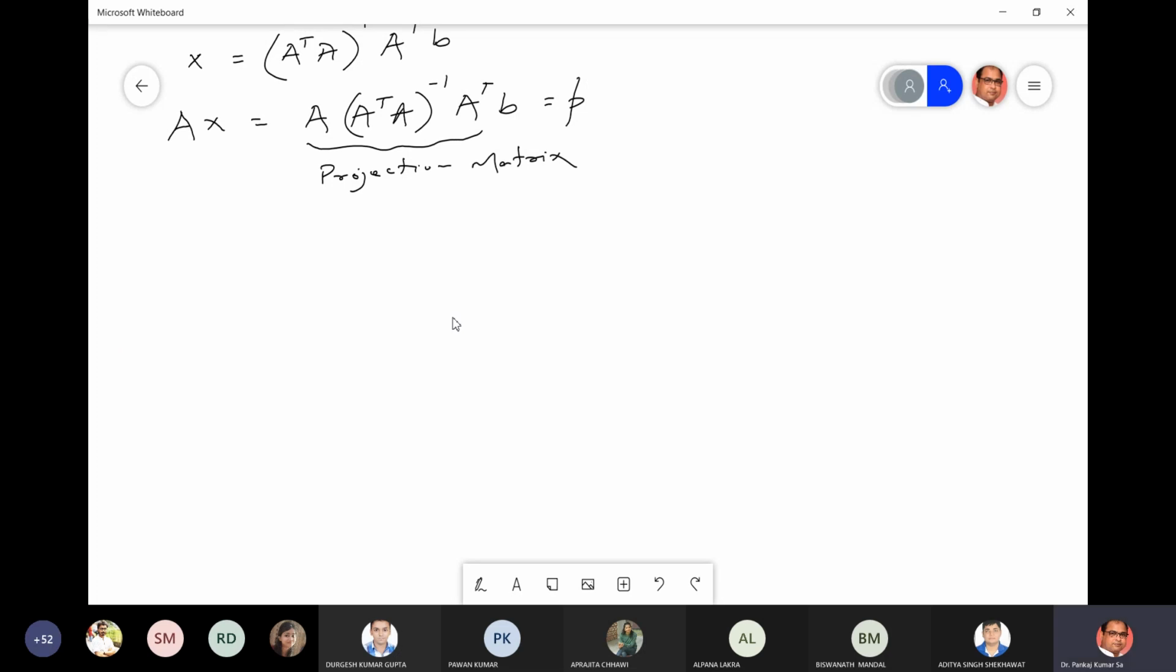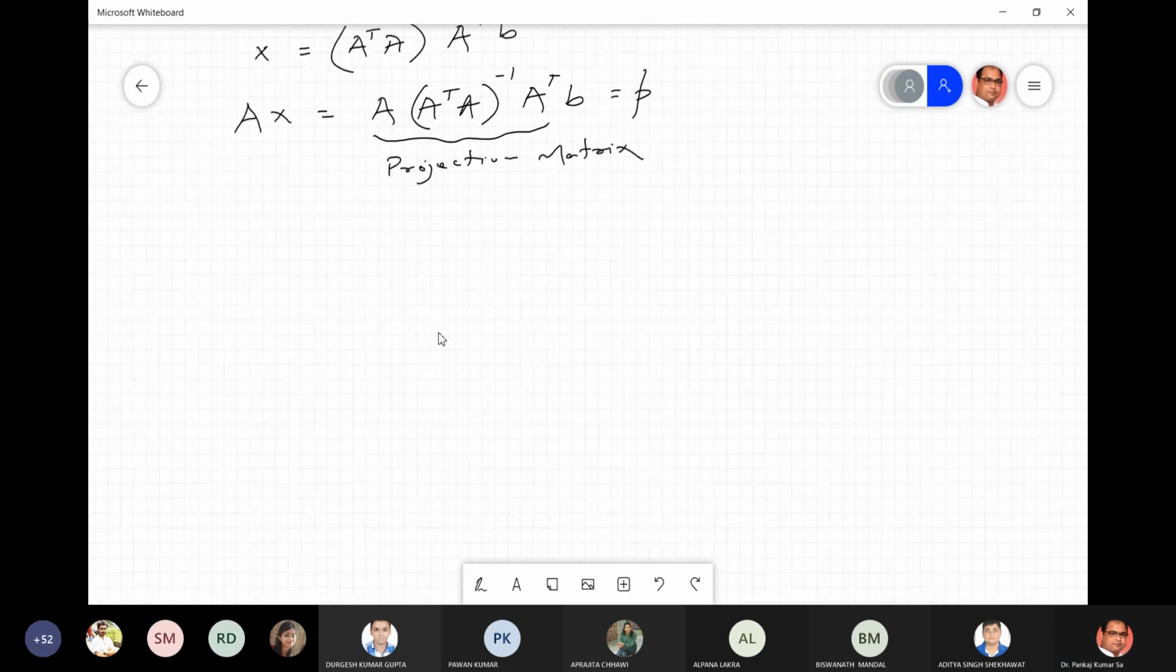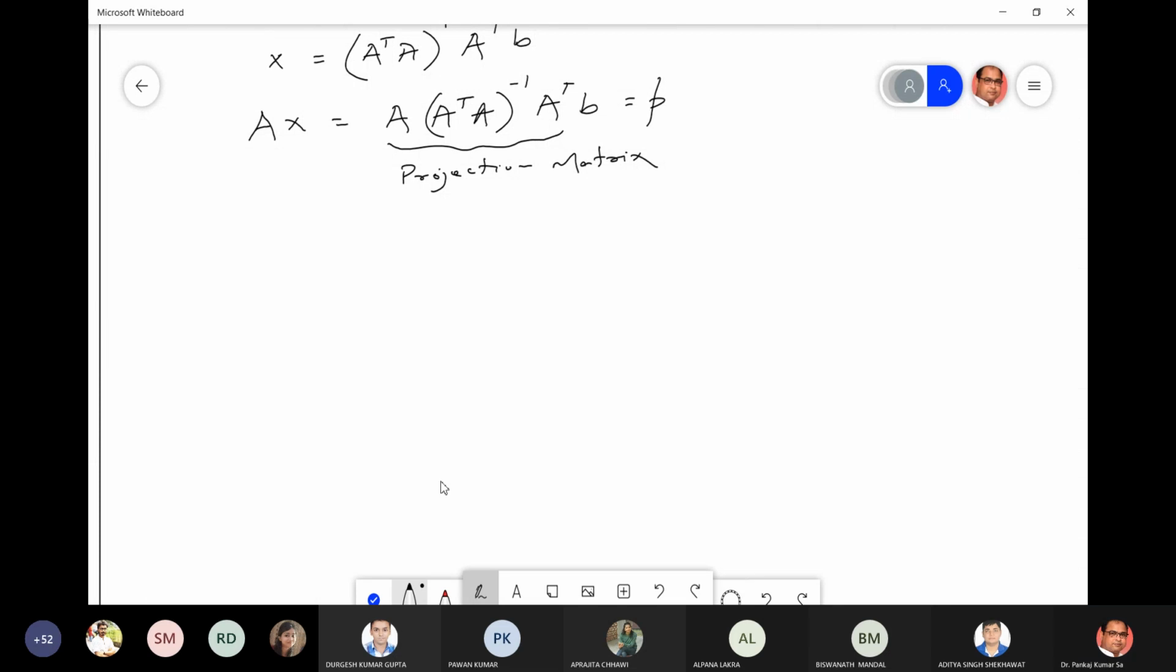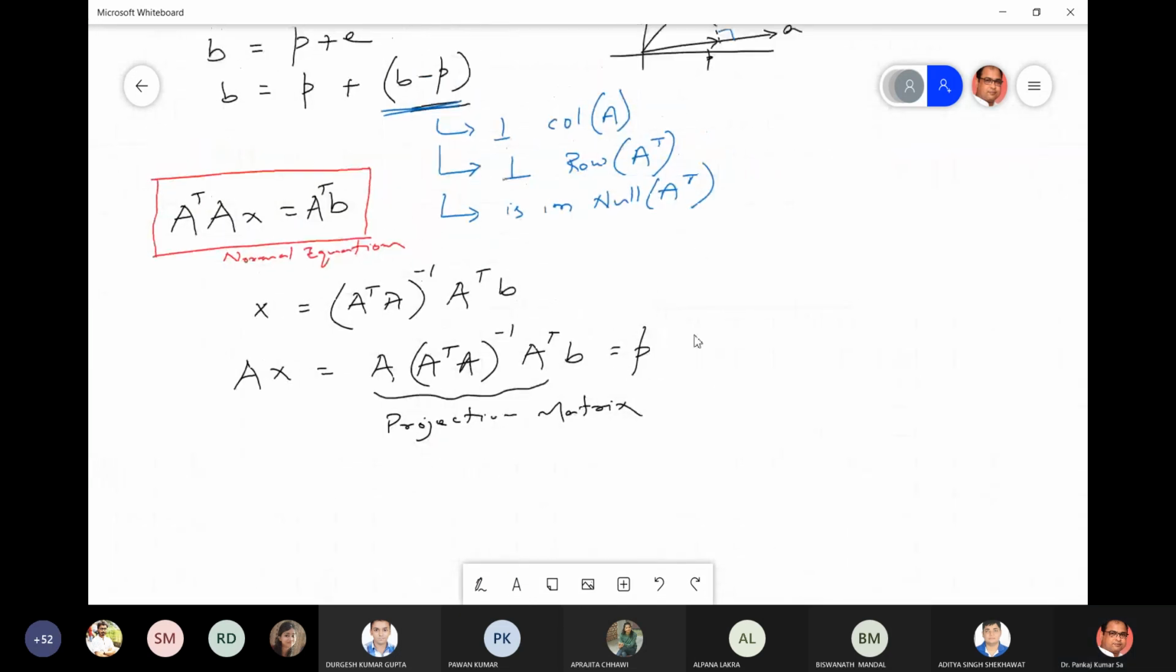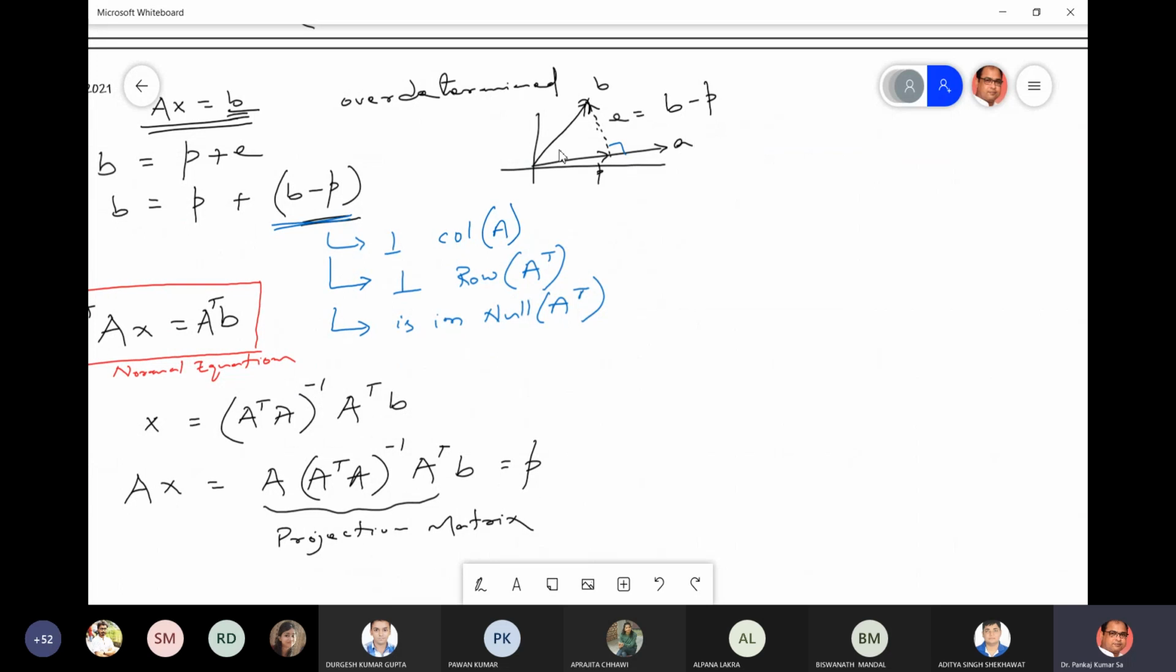I have a column vector A. In that previous diagram, here you have one vector A, one vector B. Now, instead of having one vector A, let us have a column span, multiple vectors we have.